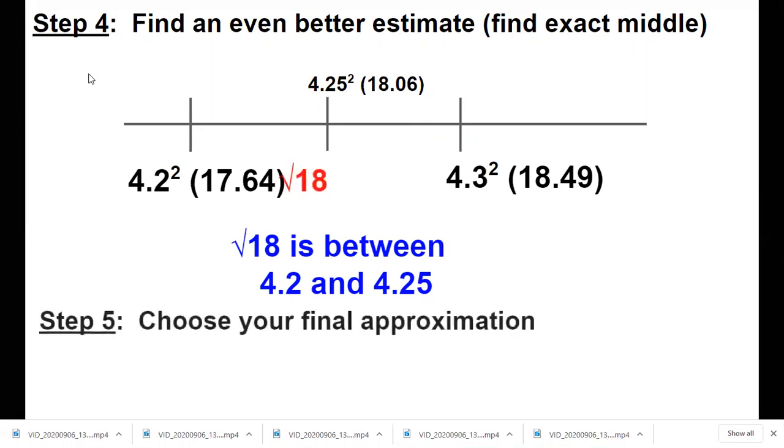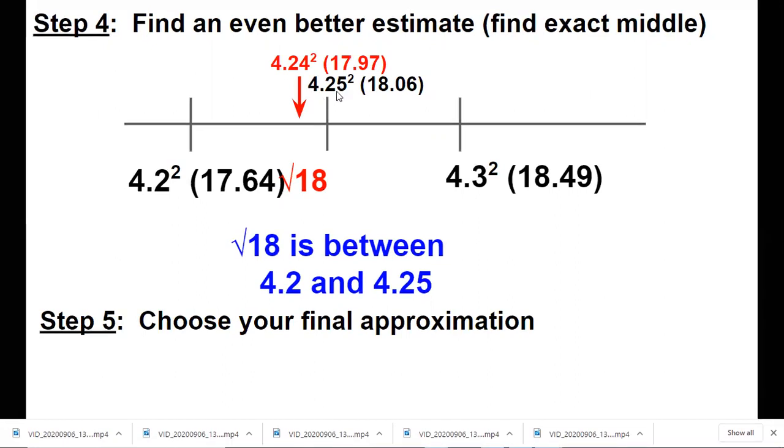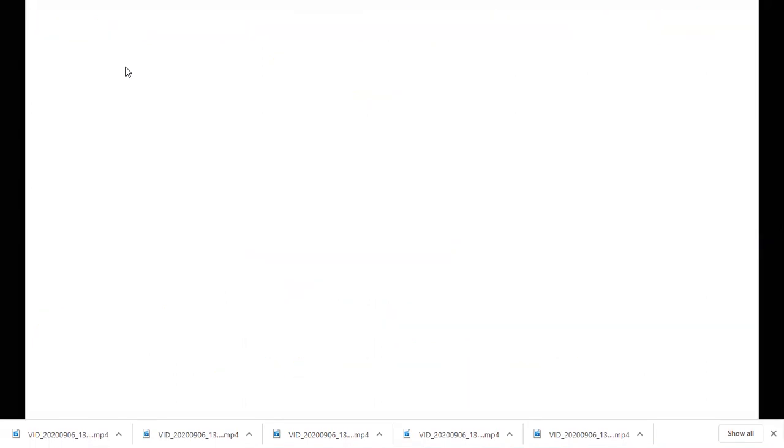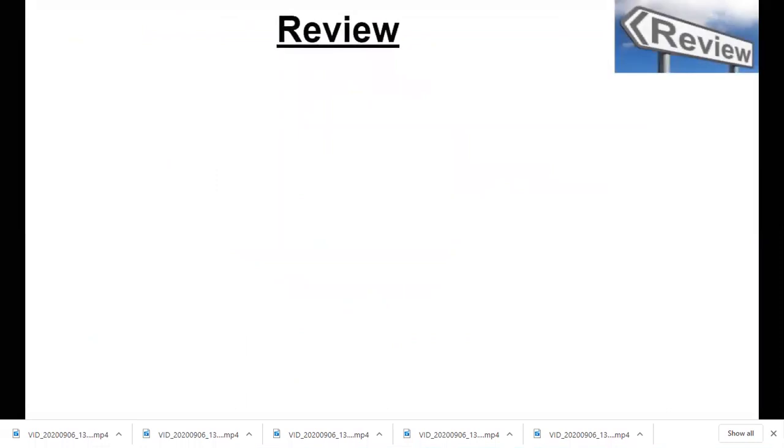So we are going to choose our final approximation. What should we choose? 4.24 squared. That's a little bit closer than 4.25 squared. But on a test, if you said 4.25, that would not be incorrect. So 4.24 squared is 17.97, which is 3/100ths of a point from 18, whereas 18.06 is 6/100. So we're talking very small difference. Now we've got to go back to the other numbers we had there.